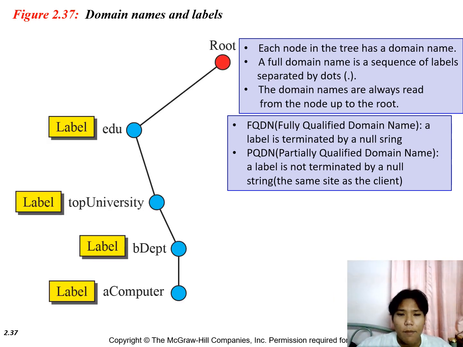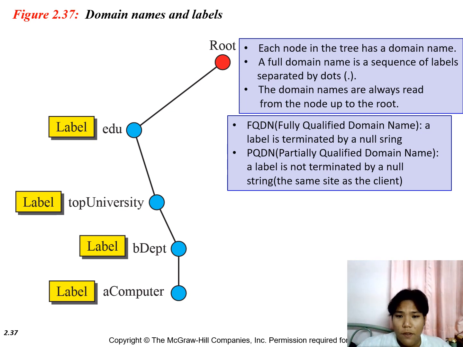Domain names and labels. So, each node in the tree has a domain name. A full domain name is a sequence of labels separated by dots. The domain names are always read from the node up to the root. So we start from the bottom to here.